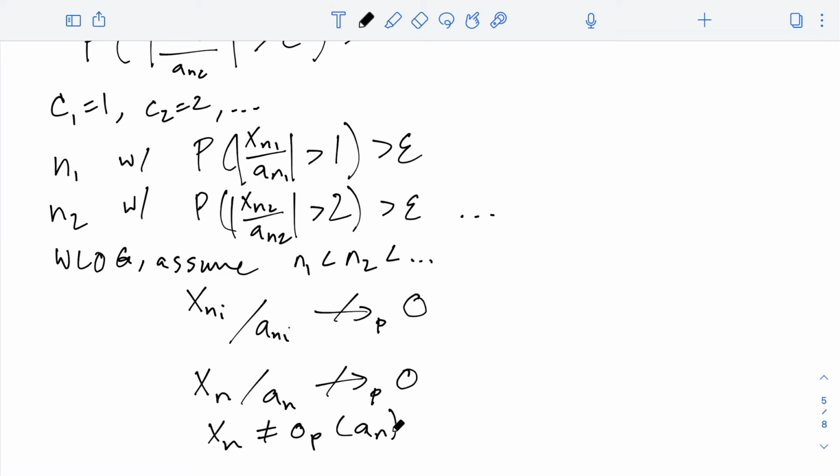Since we have shown that if X_n is not big O_P(a_n), then X_n cannot be little o_P(a_n), that means if X_n is little o_P(a_n), then X_n is necessarily big O_P(a_n).